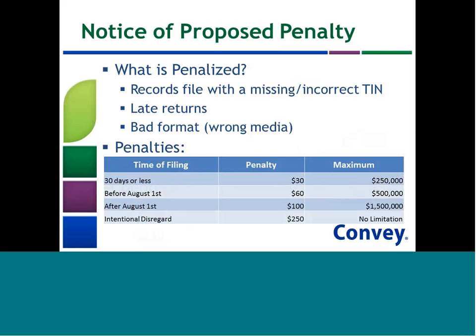So, notice of proposed penalty. What types of things, when you get that penalty notice, are you going to be penalized for? Well, first and foremost, records with a missing or incorrect TIN, i.e. those records for which you received a B notice. You also can be penalized for late returns, sending them in bad format, or wrong media, and the penalties are listed below. Just so you know, the information on penalties and the rates is also available on Convey.com.